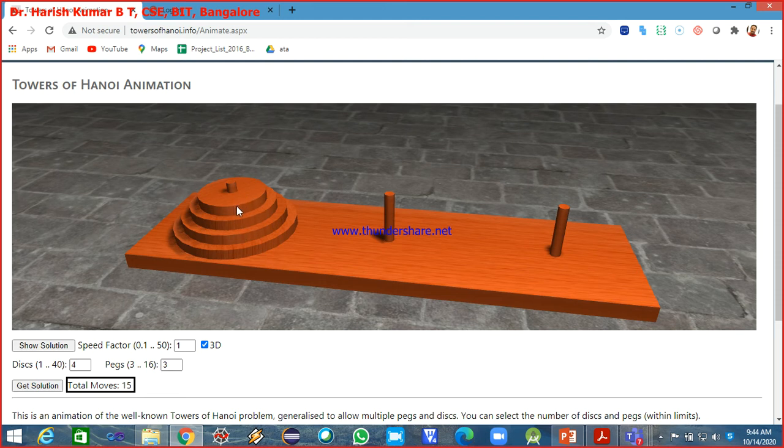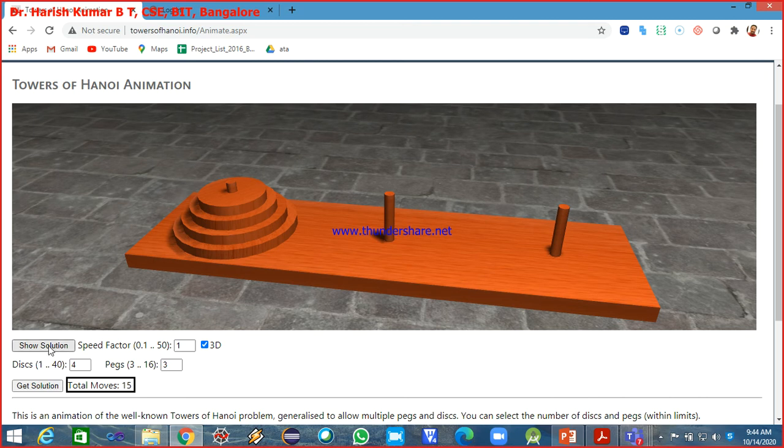Now write this. Give numbers to the disks: the first one as 1, the next bigger one as 2, this as 3, and this as 4. Call this peg as A, this peg as B, and this peg as C. Is it clear? And write the moves, because you'll get to know how the disks are moved from one peg to another. So 15 steps you have to write now.